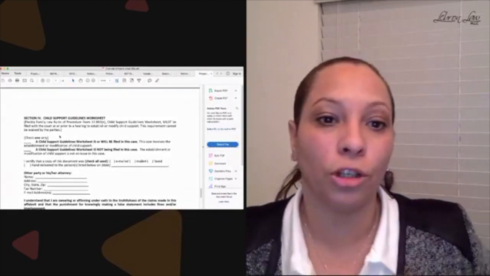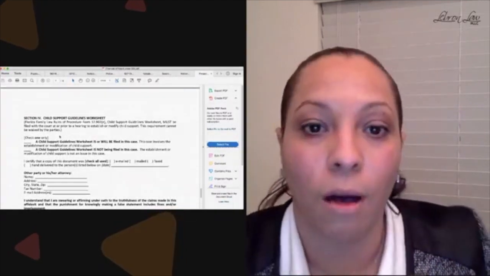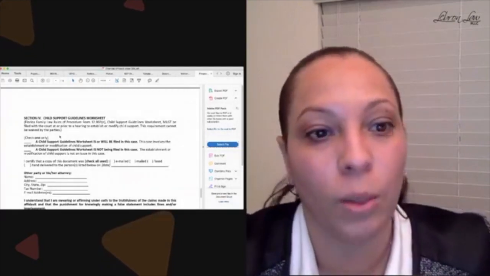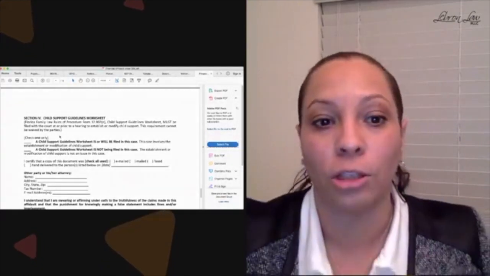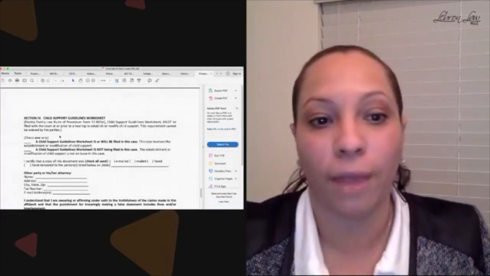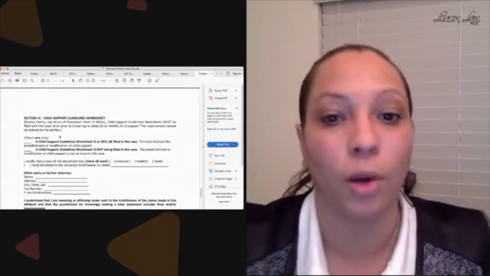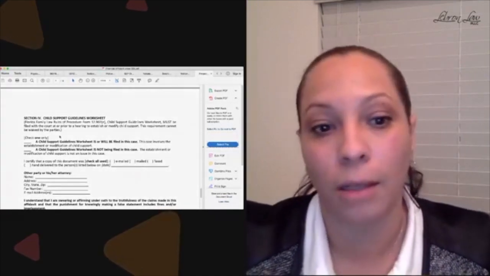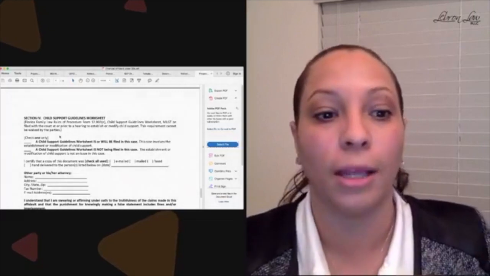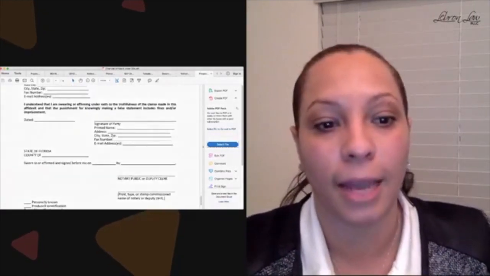Section 4 just refers to your child support guidelines worksheet. If there are minor children of this relationship, then we would indicate there whether or not a child support guidelines worksheet will be filed in this case. If there are children, we will be filing a child support guidelines worksheet. So if there are no children, then you would check the box that we're not filing a child support guidelines worksheet. And then this document needs to be signed and notarized.